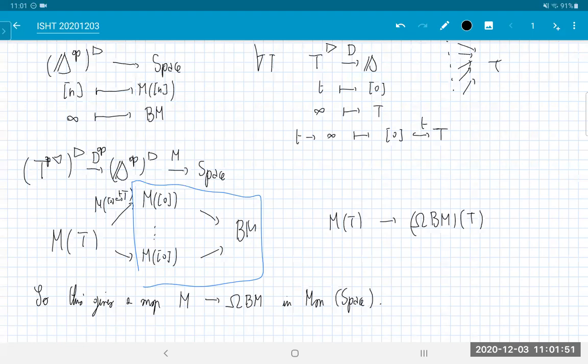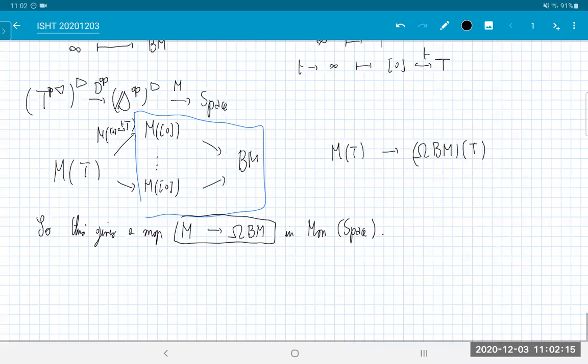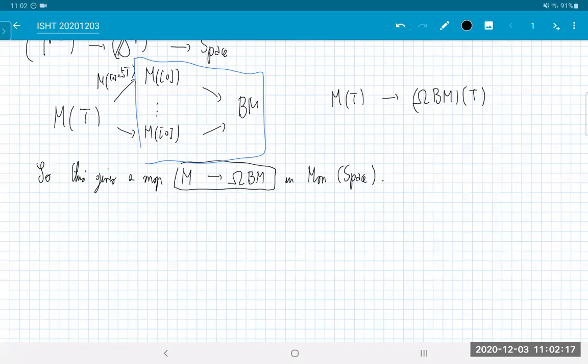It's for every point of T, it's seeing the inclusion of zero into T that picks up that little point. And all of these include into BM, which is the colimit. Okay, so that's actually the most important map. Let me define the other guy. The other guy is really much simpler. Yeah, sorry, omega X into X.